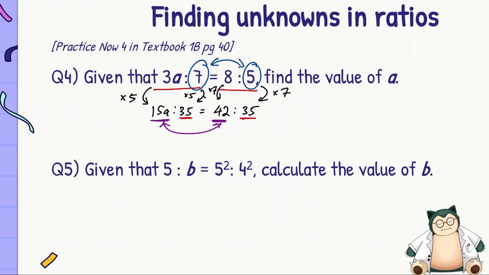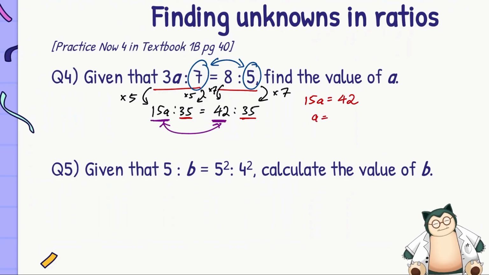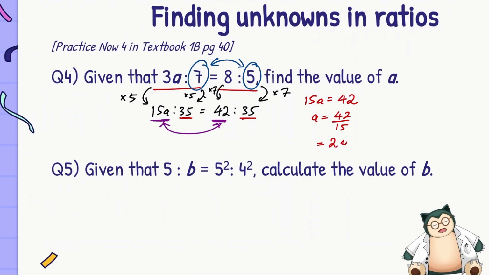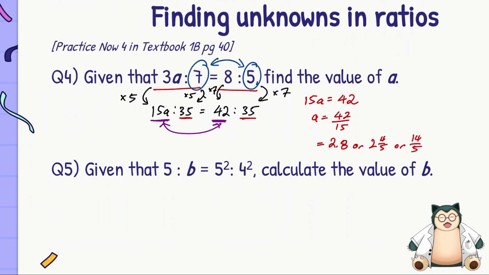And because they are the same, the left sides must also be the same. Let me just check. 7, 3, 8, that's fine. Okay, correct. So then 15a simply equals 42. And then a will just be 42 divided by 15. And that gives us an answer of 2.8. Or we can write it as an improper fraction, 2 4/5, or we have 14/5. Either one is fine.